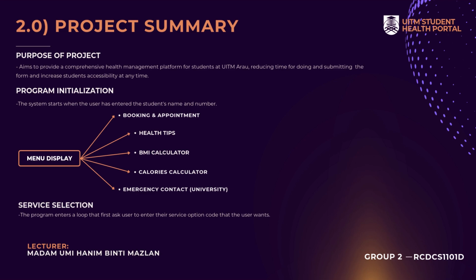Next, I will explain our group project summary. In short, our project aims to provide a comprehensive health management platform for students and staff at UiTM Arau, reducing time from doing and submitting the form and increasing users' accessibility at any time. The program will start once the users enter the student's or staff name and ID. Then, the program will showcase a menu option consisting of booking an appointment, health tips, BMI calculator, calories calculator, and emergency contact. The program will enter a loop that first asks the user to enter the service option code that the user wants.